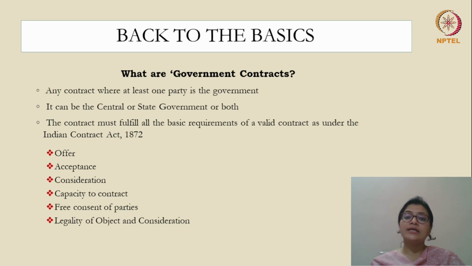The very fact that the government discharges public functions, and most of the contracts that the government enters into are in pursuance of the public duty that it discharges. Government contracts call for a very high level of transparency. And this makes it all the more important to ensure that there is no force or undue influence or anything that vitiates the free consent of the parties. And ultimately, the object and consideration of entering into a government contract must be legal. No government contract can be entered into for any illegal object or consideration. So these are the basics of a government contract.